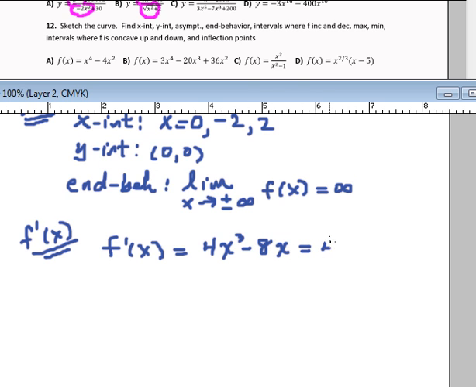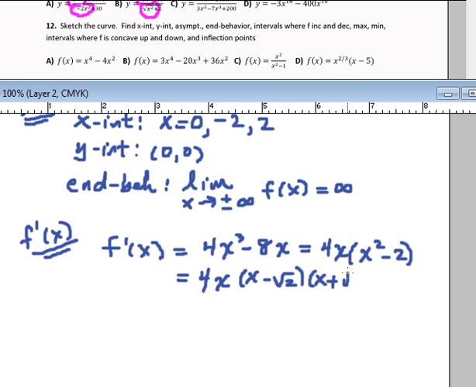Let's factor out a 4x, and here we're left with x squared minus 2. x squared minus 2 we'll write as x minus square root 2, x plus square root 2. Alright, and we want to know where this is 0, and we'll put those on the number line. So we can see that this is 0 at x equals 0, root 2, and minus root 2. So those go on the number line.